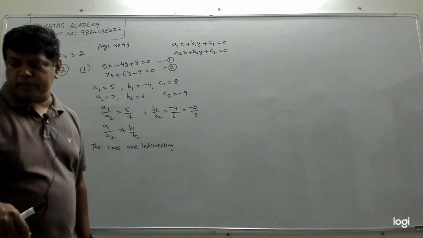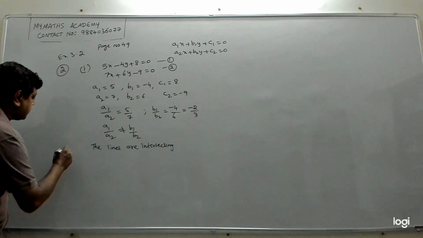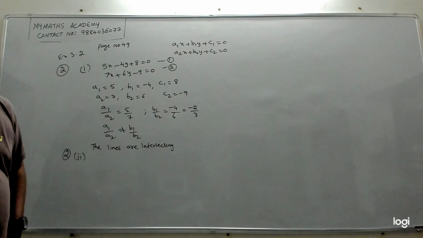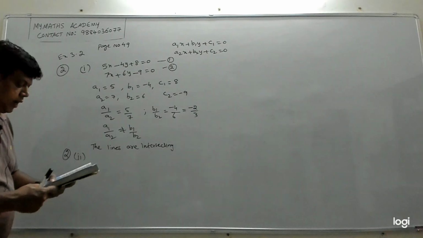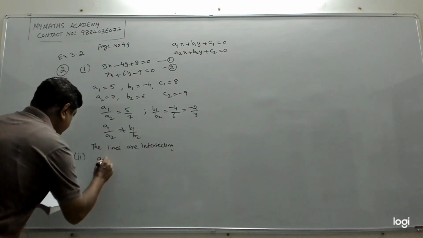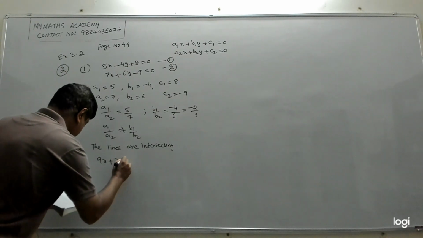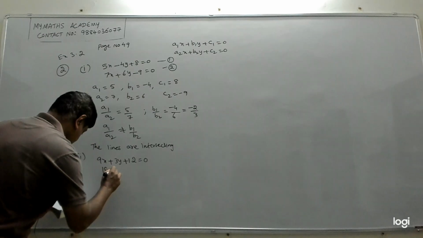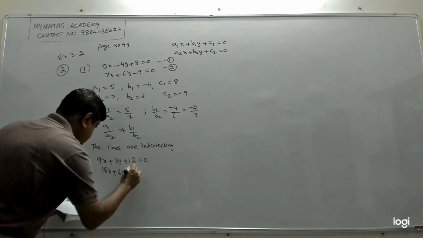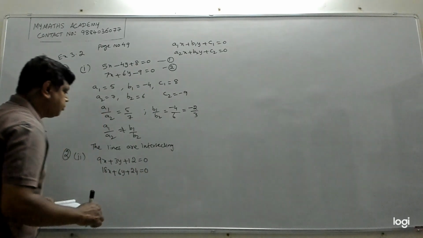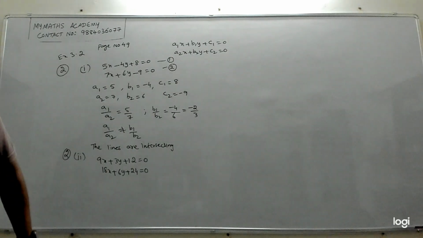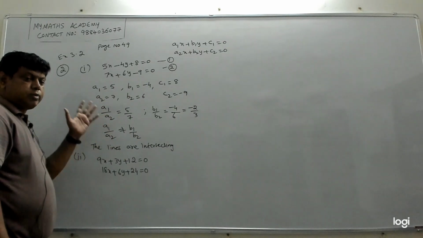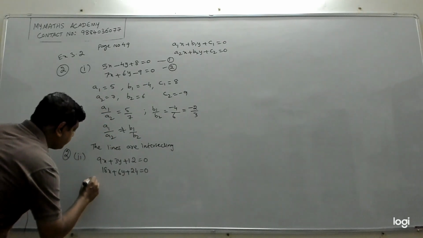Clear? Now let's do the second sub problem. What is the equation? The equation is 9x plus 3y plus 12 equal to 0, and 18x plus 6y plus 24 equal to 0. Now again we should find whether the lines are intersecting, parallel or coincident, which means we should find these ratios similarly.